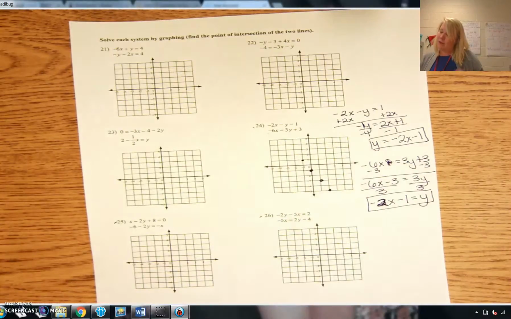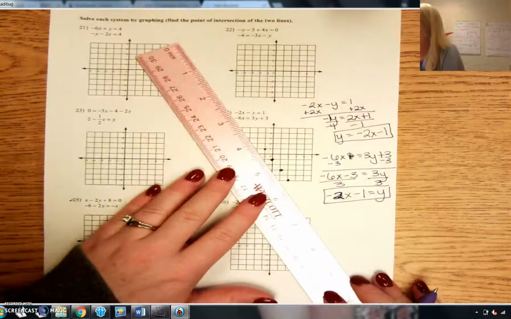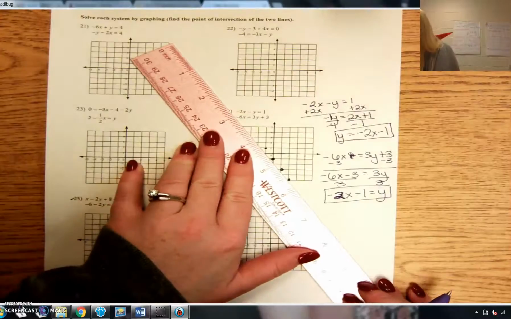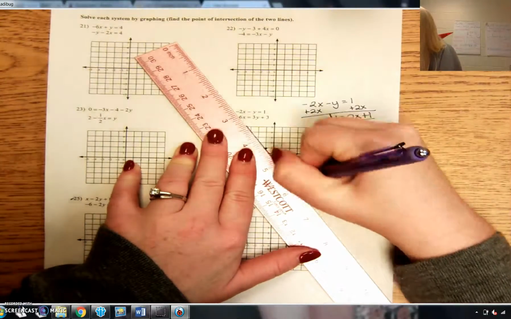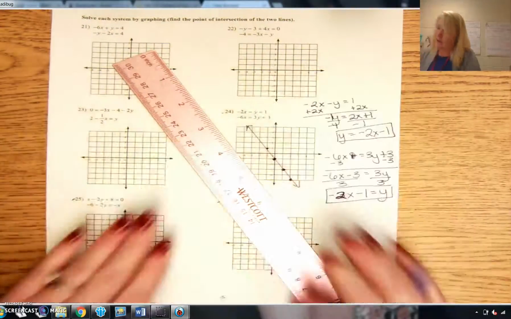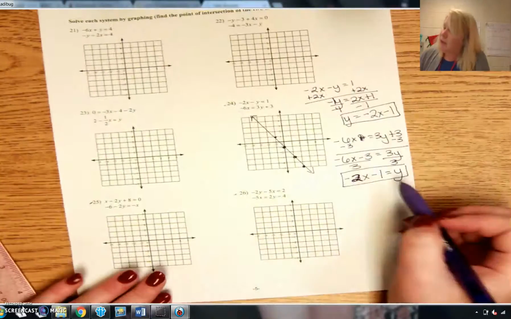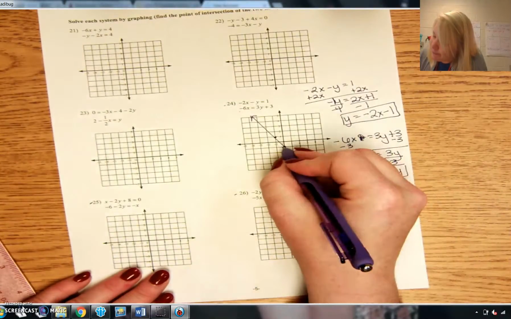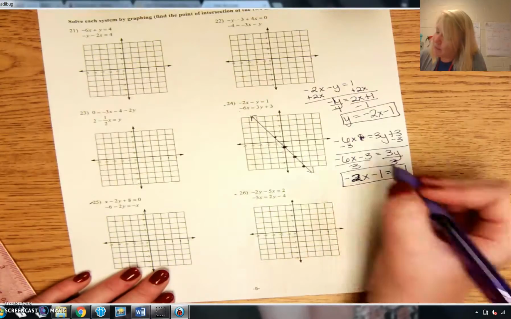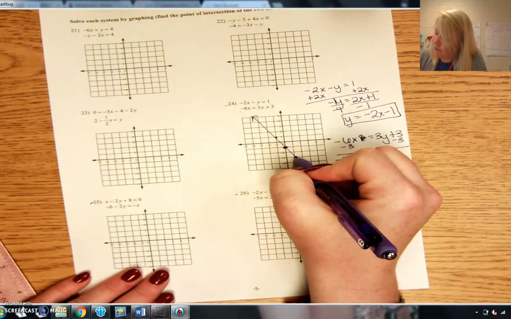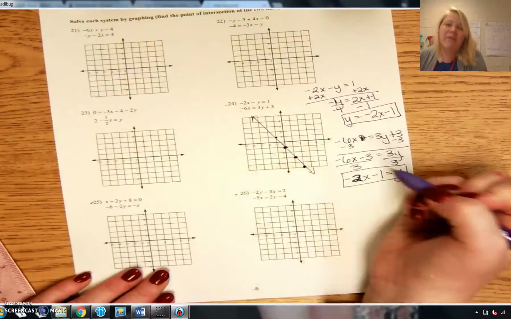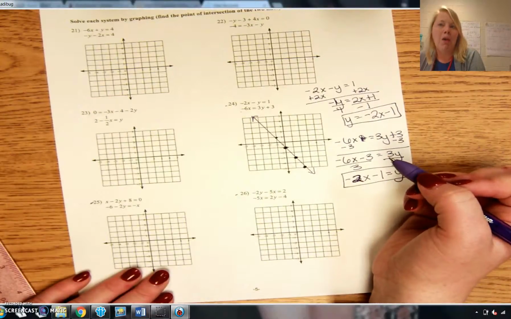So there are my points. So I'm going to draw my line. So there is that equation. Now let's go to the next one. Negative 1 is my y-intercept. And then negative 2 is my slope. So go down 2, wait, doesn't this give me the same line?